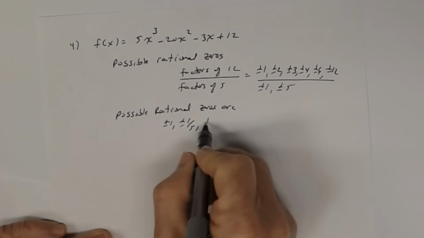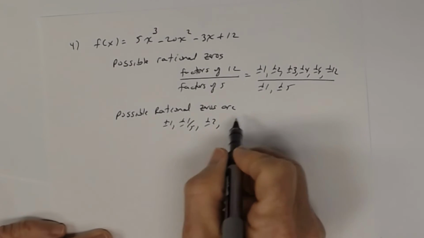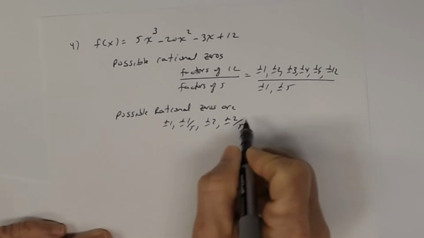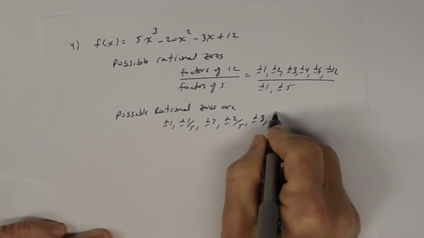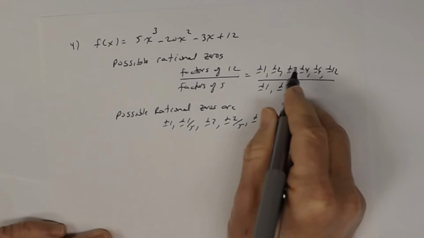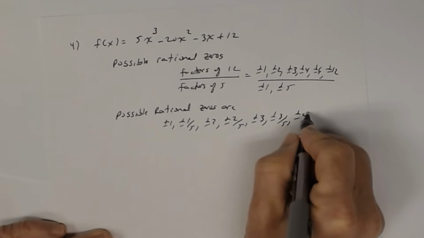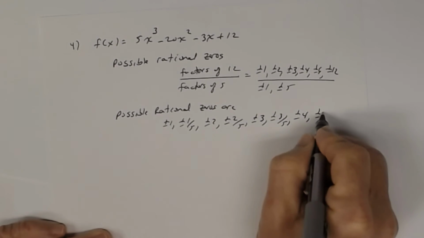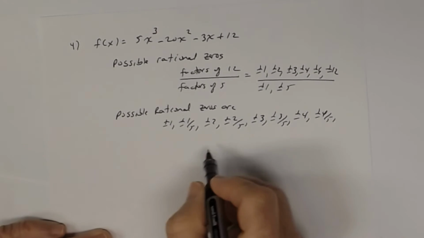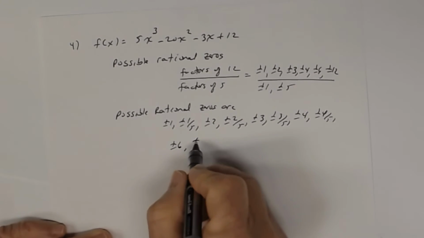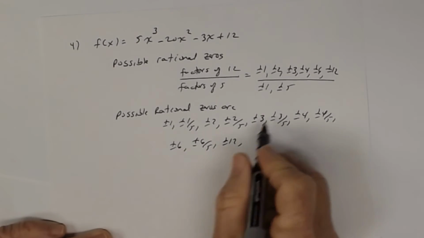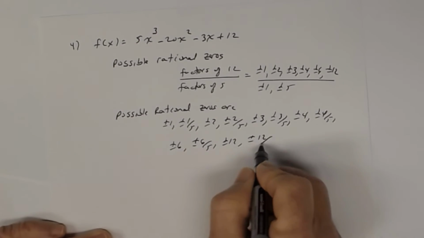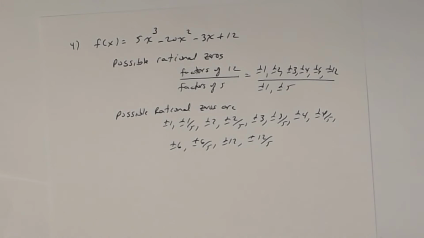2 divided by 1 is 2, plus or minus 2. 2 divided by 5, plus or minus 2/5. 3 divided by 1 is 3, plus or minus 3/5. 4 divided by 1 is 4, 4/5. We have quite a few, don't we? 6 divided by 1 is 6, and then 6/5. 12 divided by 1 is 12, and then 12/5. We have quite a bit of possible rational zeros, don't we?